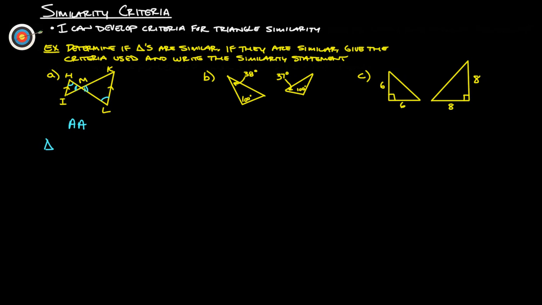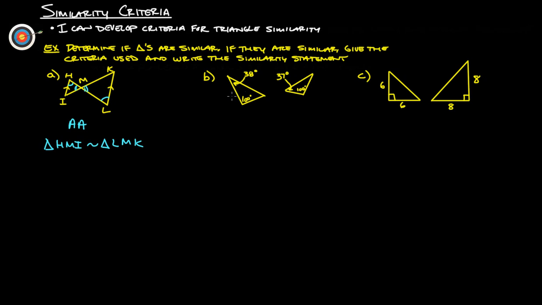So now that would say triangle HMI is similar to triangle, and then again we start with H, which was the single one, so that's L, and then we went to the middle, that's M, and then K. Okay, so there's our similarity statement.